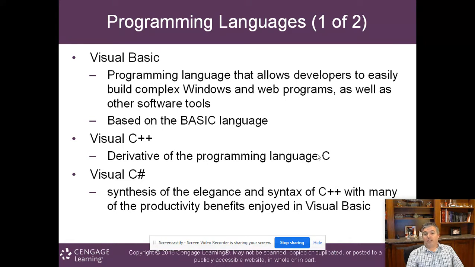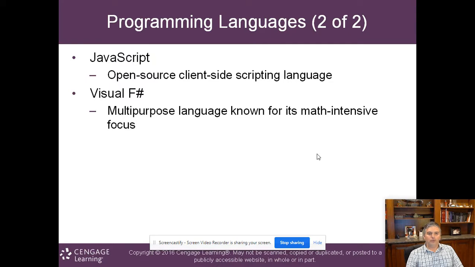C Sharp is a synthesis of the elegance and syntax of C++ with many of the productivity benefits enjoyed in VB. So C Sharp is kind of a combination of VB and C++. C++ is considered to be a very difficult programming language to learn, so C Sharp is somewhere between there. I think quite a few of you will probably get at least some exposure to C Sharp this year. You can also use Visual Studio to program in JavaScript, and there's another programming language that I've never actually used myself called F#, which is for math-intensive and statistical applications. They use that if you're doing anything crazy math-intensive, which we won't get into at all this year.